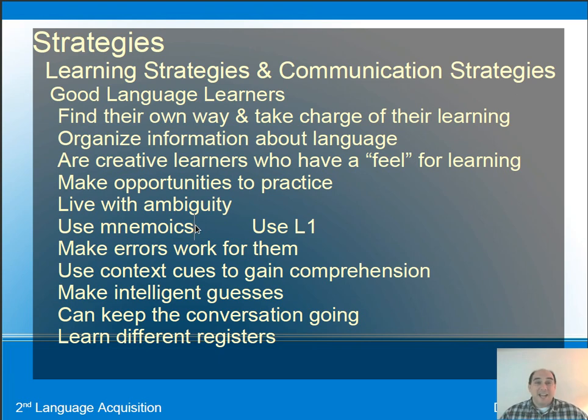But if you're making mistakes, make sure that you're not making them again. Take advantage of those mistakes and learn from them. Use the context cues to gain comprehension. When you're reading or trying to figure out something that you're looking at out in the culture, try to look for the clues, the cues that are there to help you understand what's going on. Make intelligent guesses. That means you need to know some information and infer from that information what you believe the right course of action or the right meaning will be.